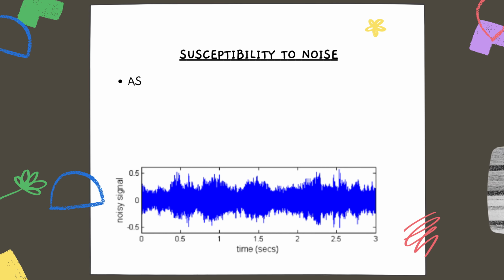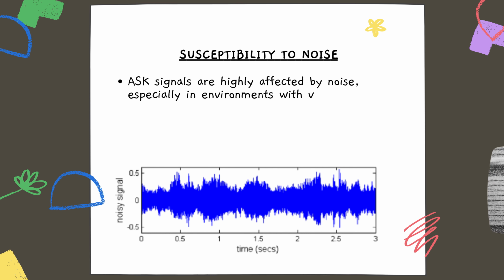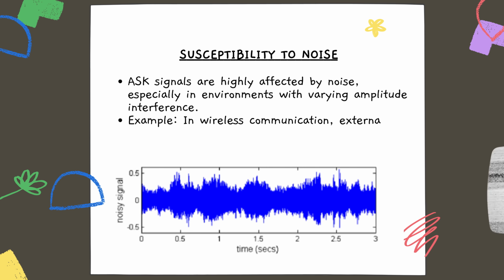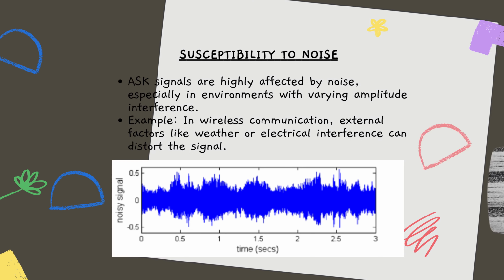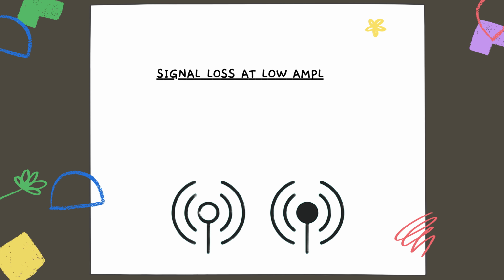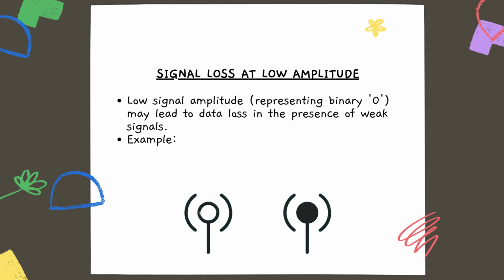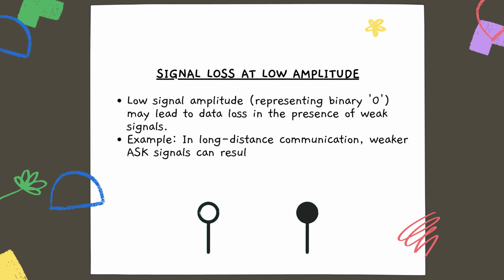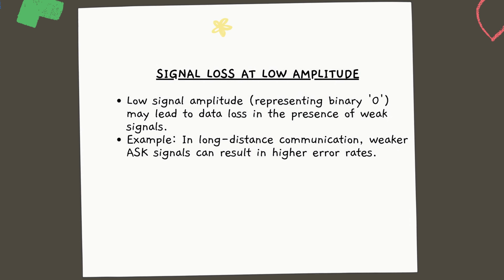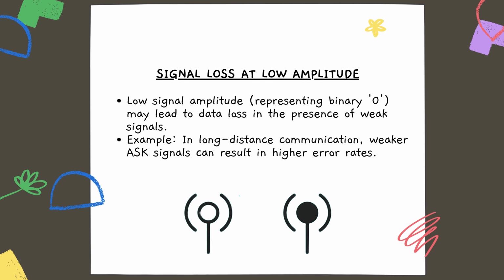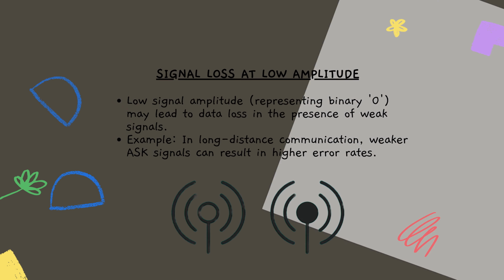Susceptibility to noise. ASK signals are highly affected by noise, especially in environments with varying amplitude interference. Example, in wireless communication, external factors like weather or electrical interference can distort the signal. Signal loss at low amplitude. Low signal amplitude, representing binary 0, may lead to data loss in the presence of weak signals. Example, in long-distance communication, weaker ASK signals can result in higher error rates.